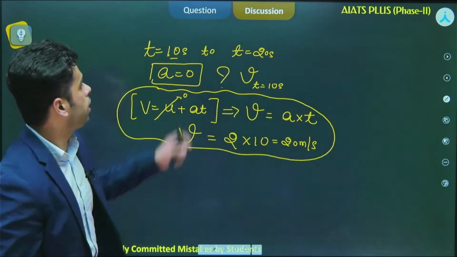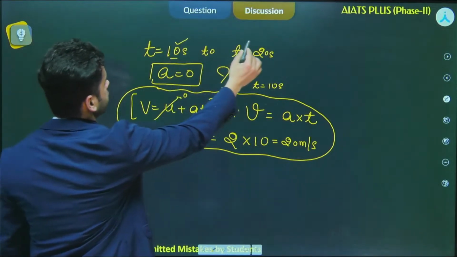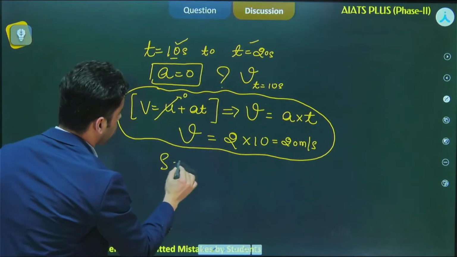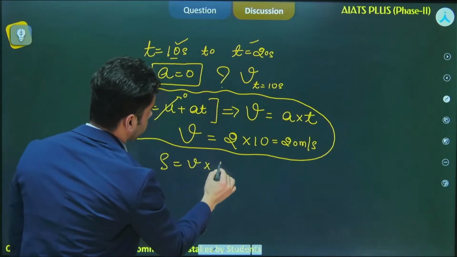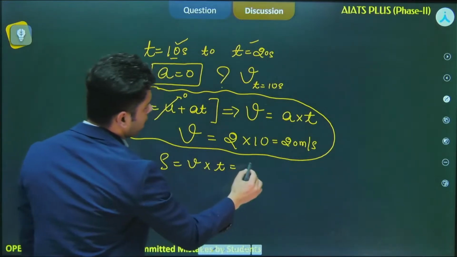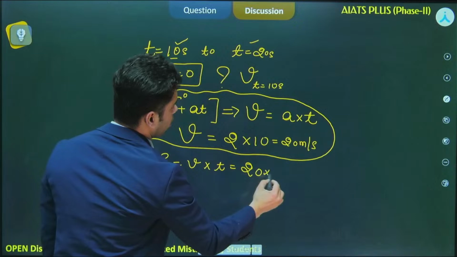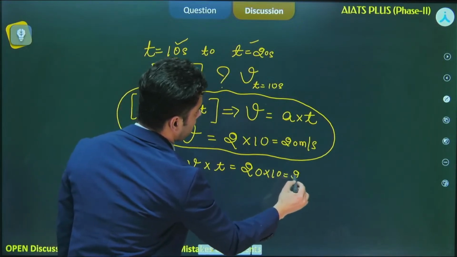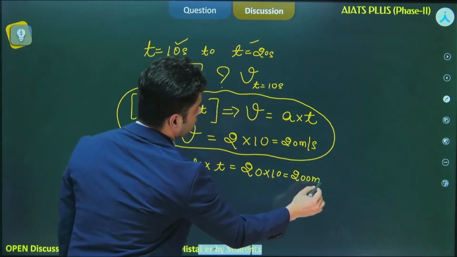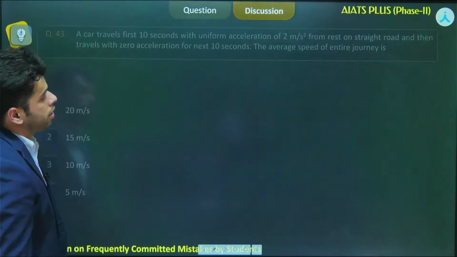Now I need to calculate the distance traveled in the next 10 seconds. So S will be equal to V into T. So it will be equal to 20 into 10, that is 200. Right? Now let's get back to the original problem.